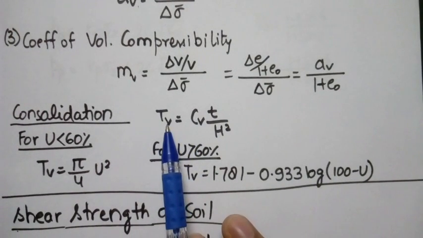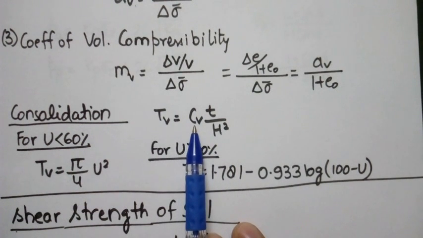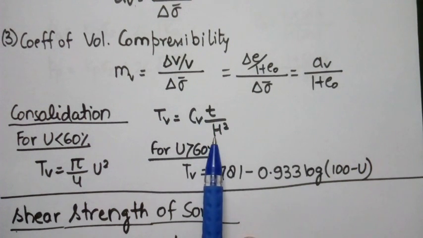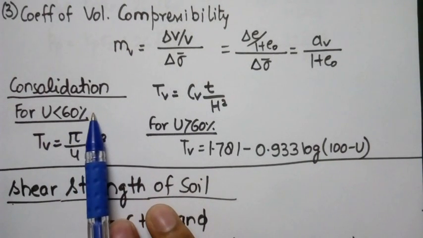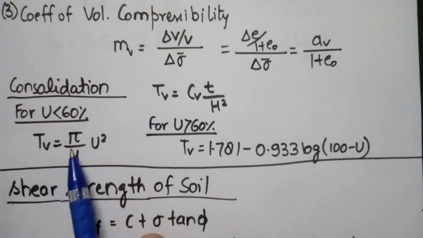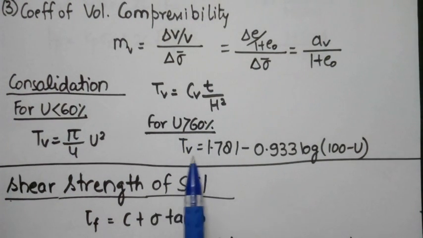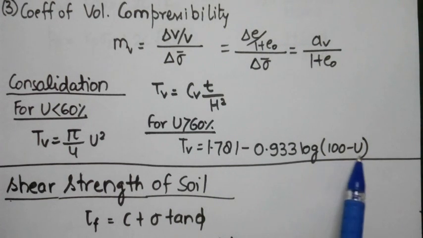In consolidation, we have a time factor equal to Cv t upon H square. Cv is the coefficient of consolidation, t is the time taken for the consolidation, H is the thickness of the layer of soil. Now for U, that is consolidation less than 60%, when the consolidation percentage is less than 60%, we have Tv equal to pi by 4 U square. For consolidation greater than 60%, we have the formula of Tv as 1.781 minus 0.933 log of (100 minus U). U is the percentage of consolidation.